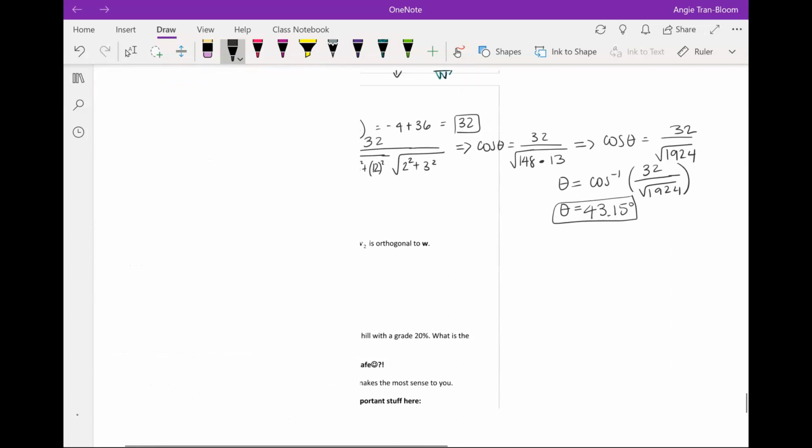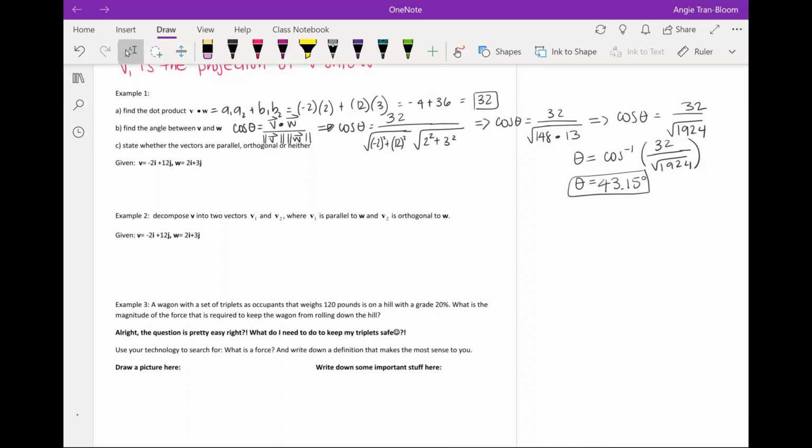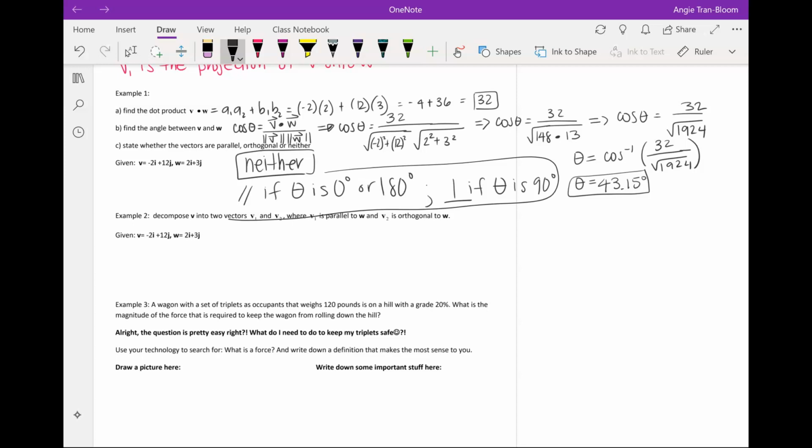Next part, technically, if you didn't have to find the angle already, you would have to find it. C says state whether the vectors are parallel or orthogonal or neither. What would you say? Neither. When would it be parallel? Good. Parallel if theta is 0 or 180. When would it be orthogonal? Orthogonal if theta is 90. I'm just spelling it out so that you know when you look at your notes.